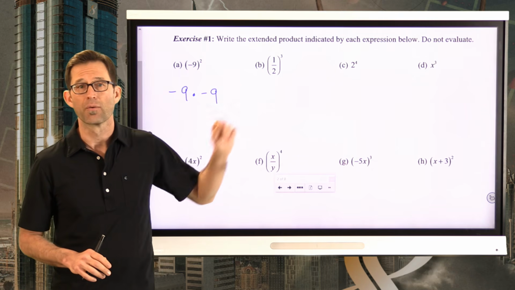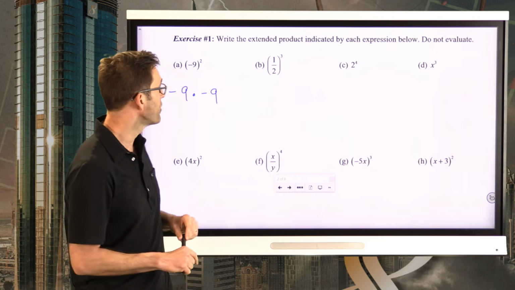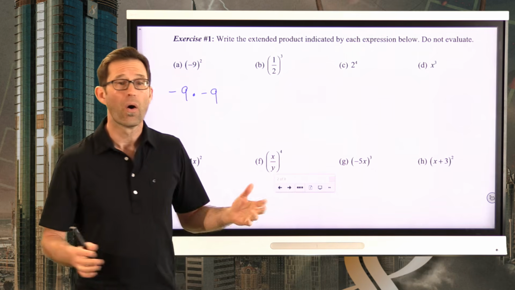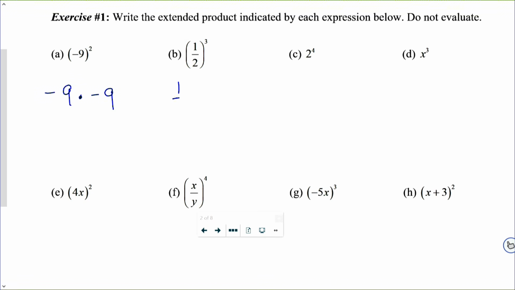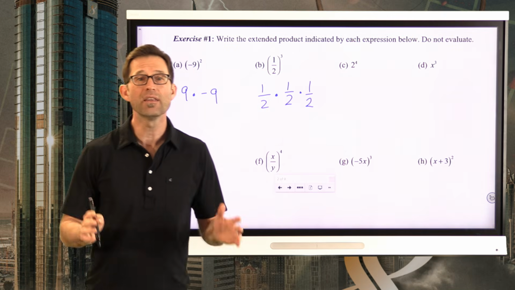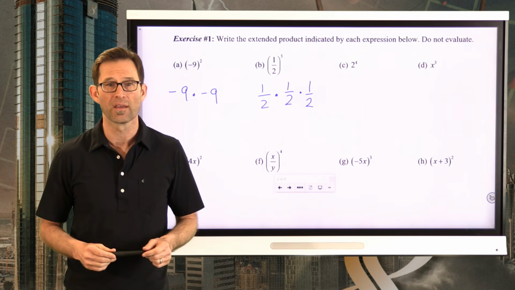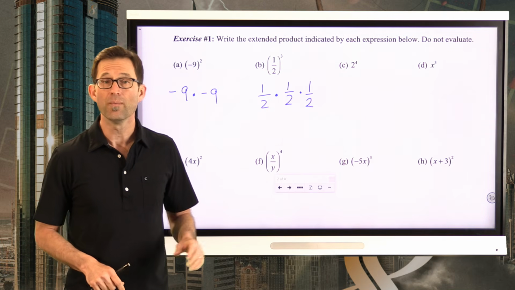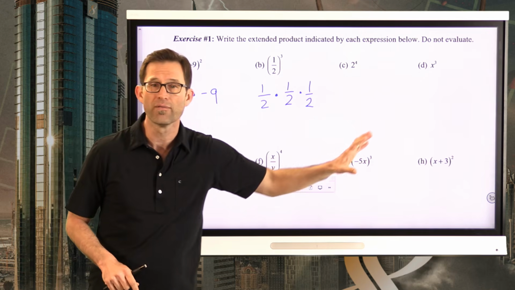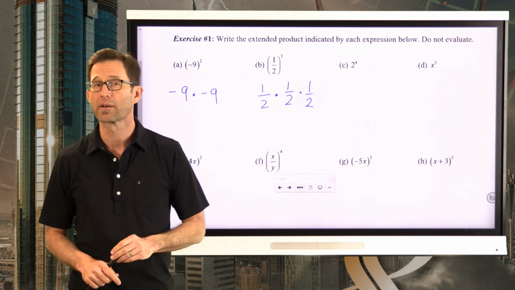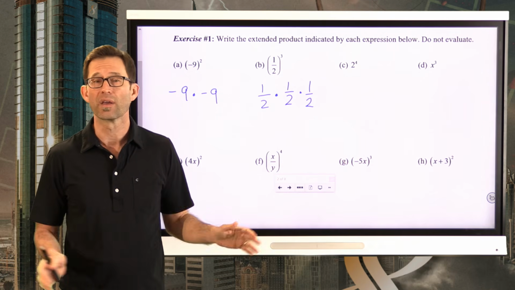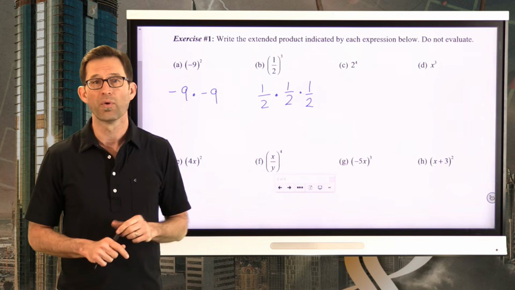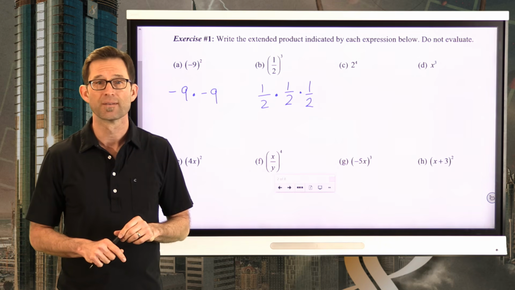Now we can do this with anything, whether it's a variable, a fraction, a number, or anything. So for instance, in letter B, where we have 1/2 raised to the 3rd power, all that means is that I've got 1/2 times 1/2 times 1/2. That's it. That's the extended product that the exponent indicates. So what I'd like you to do is try to write out for each one of these that extended product, but don't worry about evaluating anything. Just write out what the exponent is telling us that the product is.